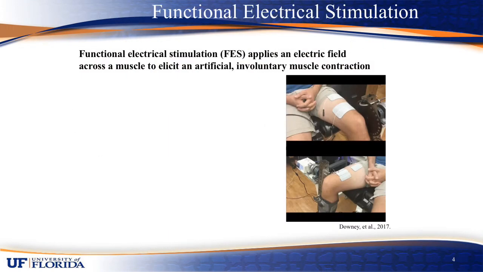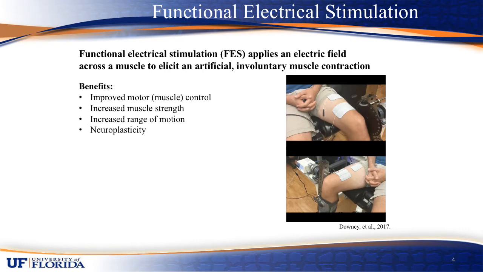To combat the severity of disability, various rehabilitation methods have been examined. One promising method is functional electrical stimulation, or FES. FES applies an electric field across a muscle to elicit an artificial involuntary muscle contraction. There are numerous health benefits of FES, for example, improved motor or muscle control, and increased muscle strength and range of motion. In addition, FES has been shown to increase neuroplasticity. Importantly, neuroplasticity is the mechanism through which the body is able to relearn.